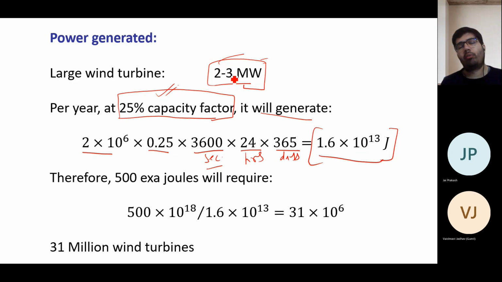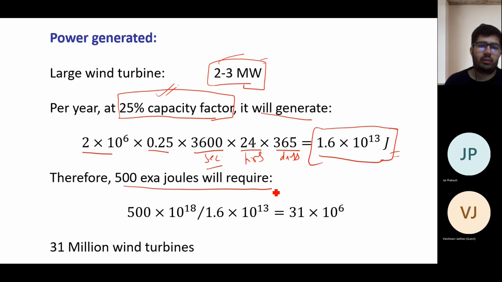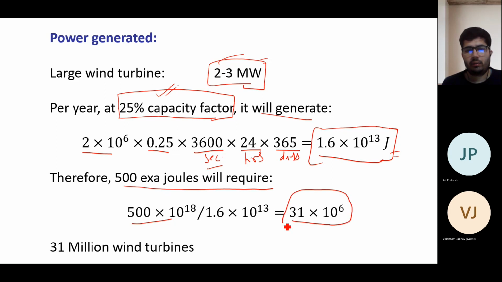So if a 2 megawatt capacity wind turbine works at 25% capacity factor for a year, we have 1.6 into 10 to the power 13 joule of energy. But as we know, the average energy requirement of the world is 500 exajoules. 1 exa is equal to 10 to the power 18, as in our first week lectures. So we write 5 into 10 to the power 18 divided by 1.6 into 10 to the power 13, and the result comes to 31 into 10 to the power 6. So we need 31 million wind turbines.